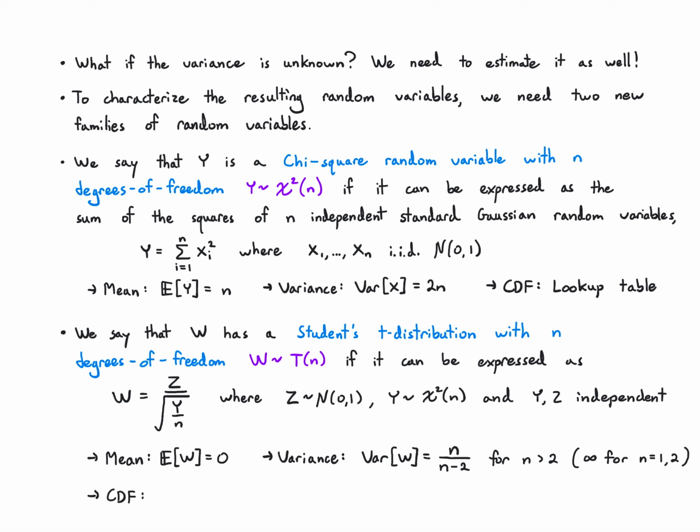The main thing we want is this CDF, which we can get from a lookup table. And the PDF, it's worth noting, is symmetric about 0, and it converges to a Gaussian as n increases. So in fact, the T distribution, as you make n larger and larger, starts to look more and more Gaussian itself, even with respect to its PDF, not just the CDF.